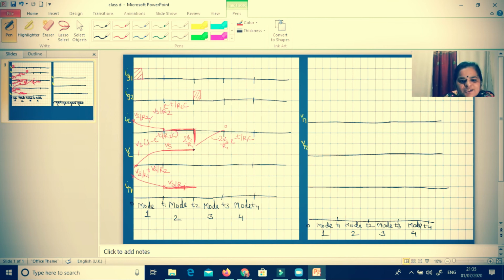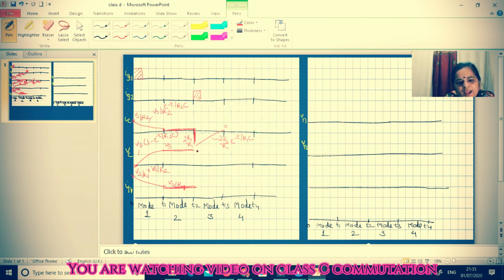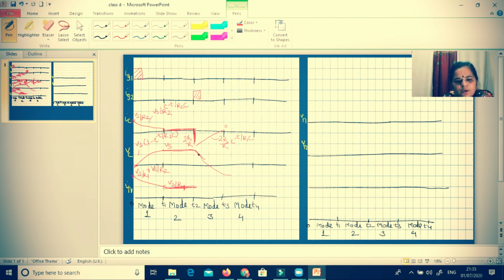And what is the capacitor voltage? It will be exponentially changing its value from plus Vs to minus Vs. And in between, it will vary by the expression 2 Vs (1 minus e to the power minus t by R1C). Now, what is IT1 in this mode? IT1 in this mode will be 0.